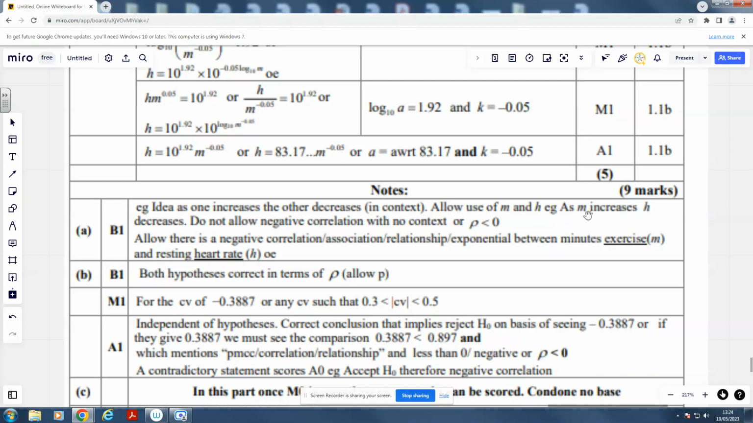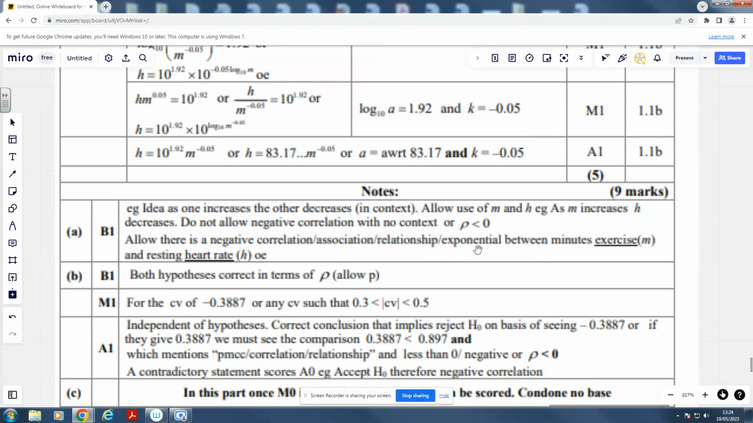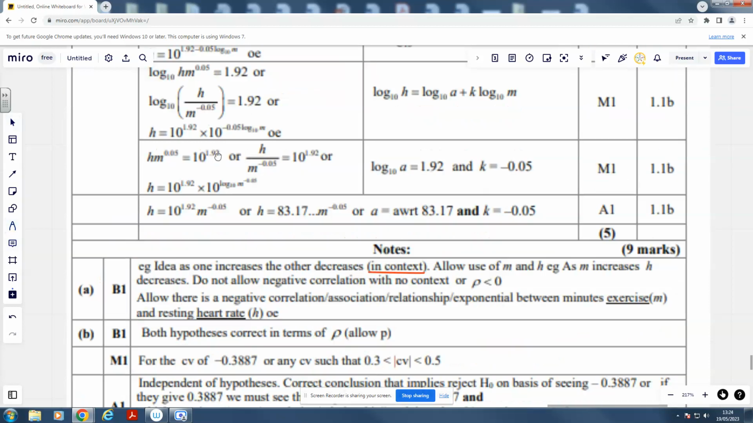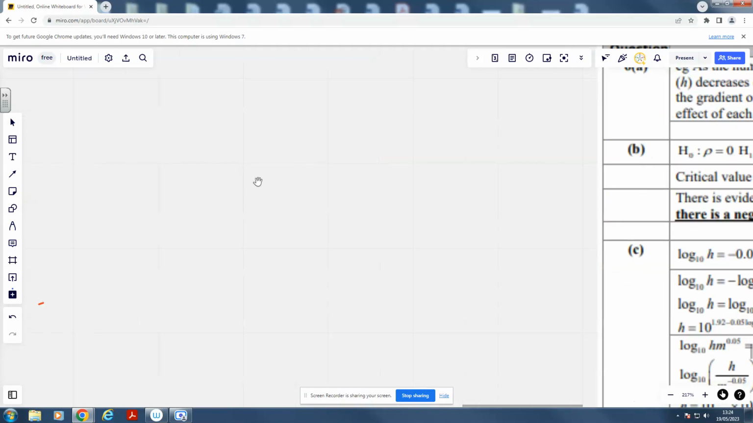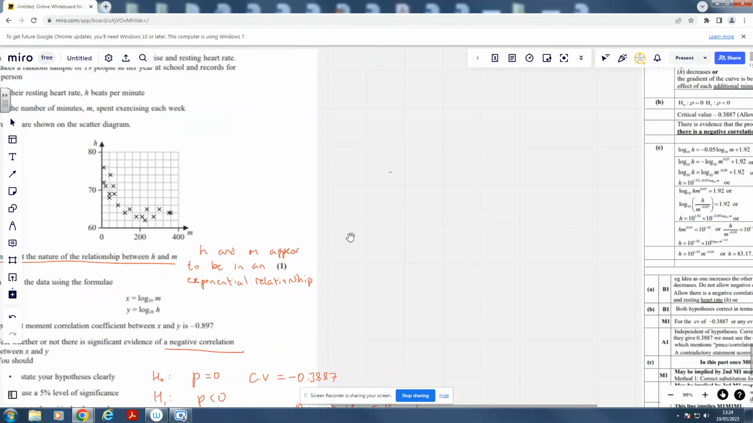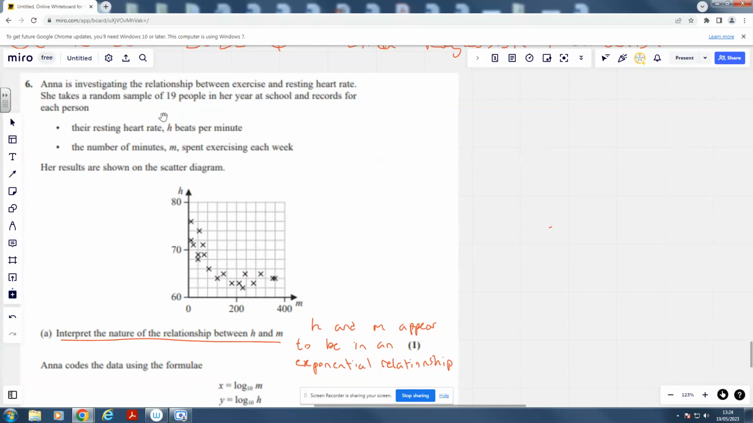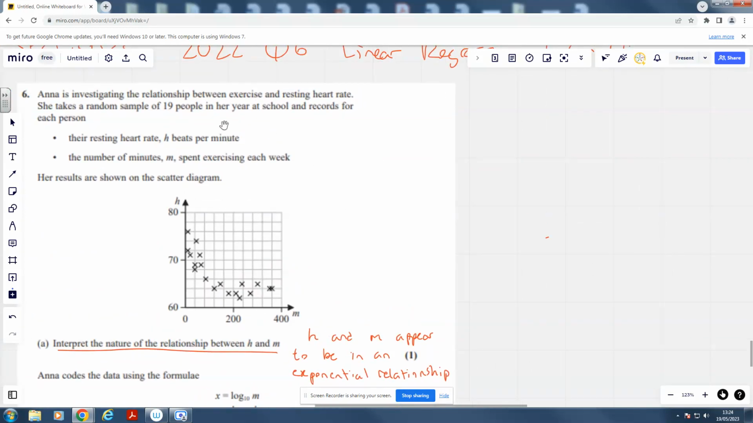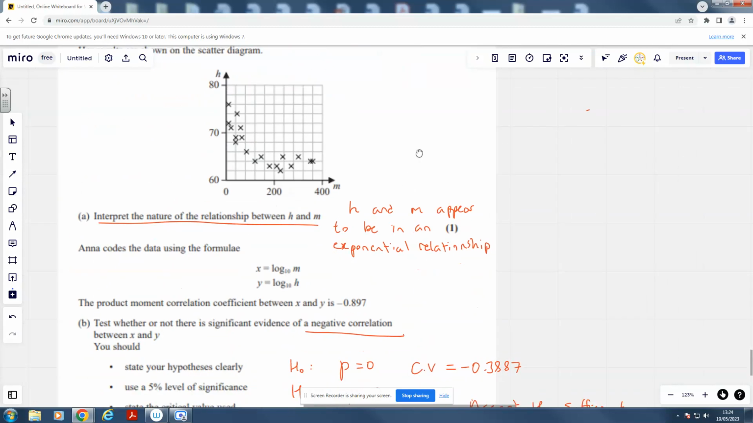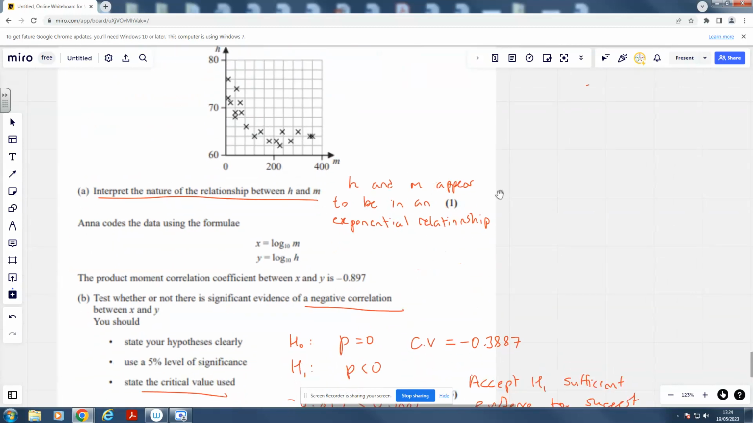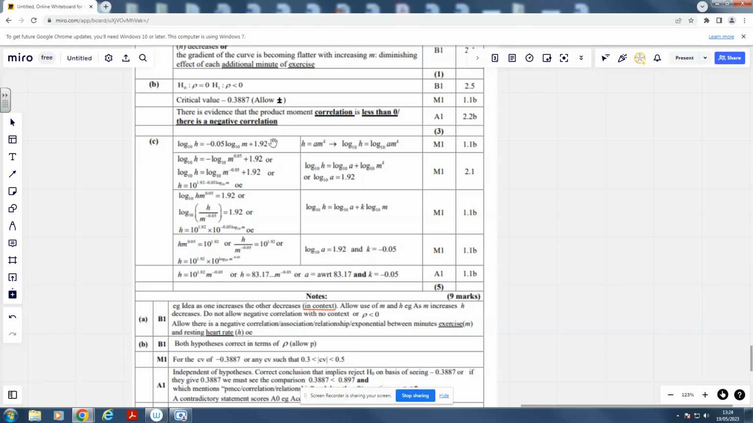Idea is as one increases, the other decreases, in context. Allow use of M and H, e.g. as M increases, H decreases. Do not allow negative correlation, although there is negative correlation, association, relationship, exponential. Good. Yeah, that's the last thing I read, and it seems to be allowing it. But it does show that most of the time their answers are about answers in context. So it's always a good idea, it seems to me, to give answers in context in stats. They want you to talk about the spiel in the question, basically the story, the narrative which they've introduced you to. So this was a little bit risky, it seems. There we go. But I would have got the mark, just about.